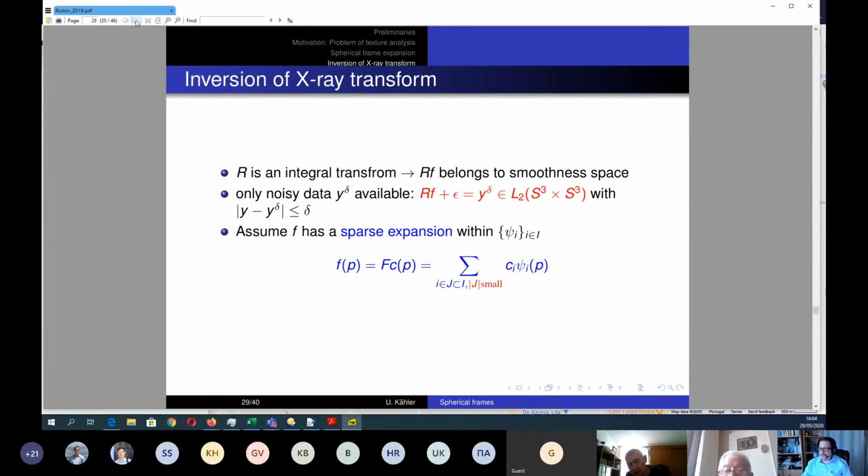So now coming back to our motivation problem: how can we now invert our integral transform? As I said, it's a Radon transform, so it's smoothing by degree 1/2. So Rf belongs to the smoothness space. It doesn't help us, because with Rf I always have some noise. You can also assume that the data is actually in L2, so the smoothness doesn't help you anything. But you can assume that f has a sparse expansion.